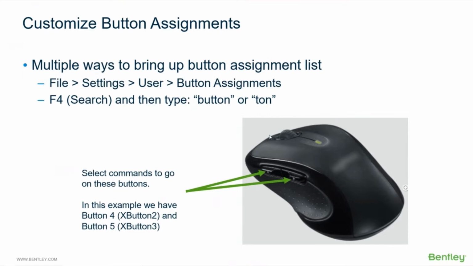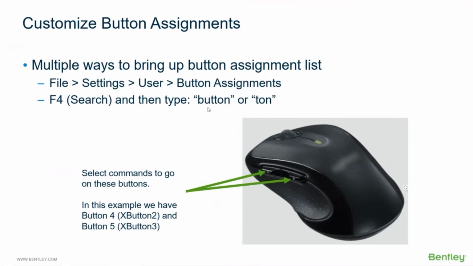There are two ways to get to the place where you can do button assignments. I just showed you one, which is File, Settings, User, Button Assignments. The other one is to press F4 and do a search. You can either press the F4 key, or click in the search area above the ribbon, and then type whatever is unique. For example, T-O-N happens to be unique, and only button assignments uses those three letters. Or you could type button, or button space assignments, but you don't really need to.